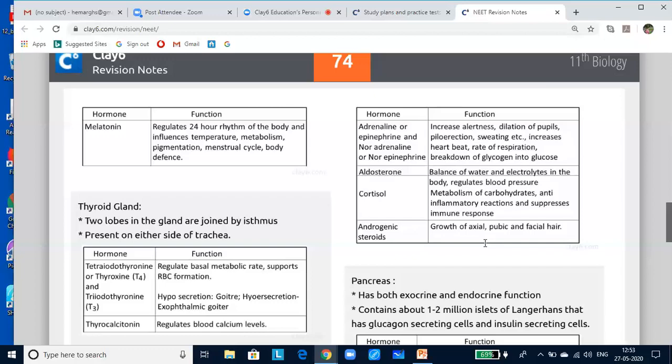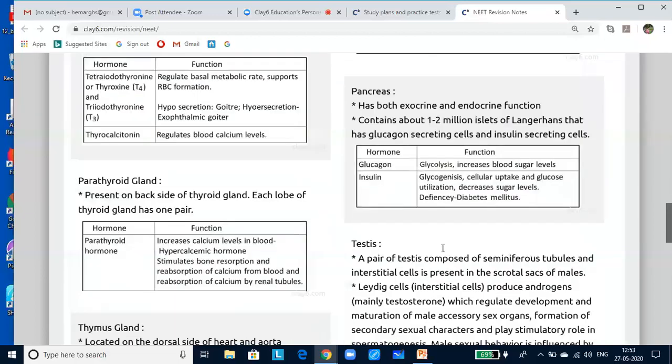Now, aldosterone balances the water and electrolytes in the body and regulates the blood pressure. Cortisol is involved in carbohydrate metabolism. It is also responsible for anti-inflammatory reactions and suppresses the immune responses. Whenever people are undergoing transplantations, they want to suppress the immune response. At that time, these cortisols, which are nothing but steroidal hormones, are given to the patients. Now, androgenic steroids control the growth of axillary, pubic and facial hair. Now next let us look at the pancreas.